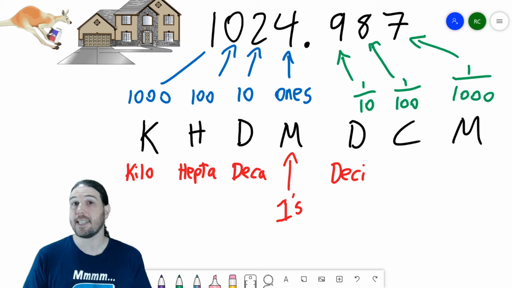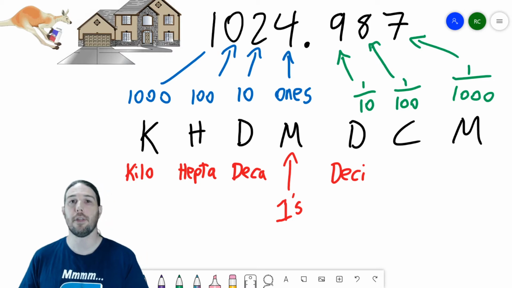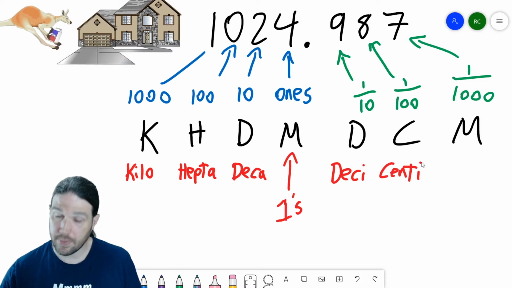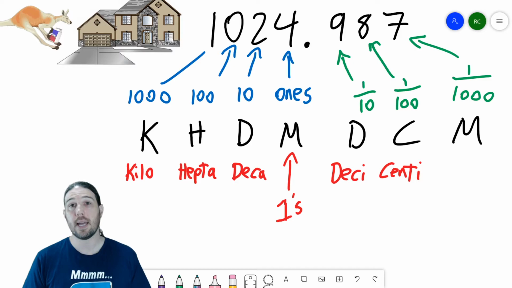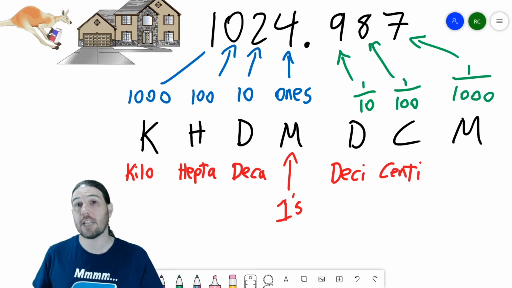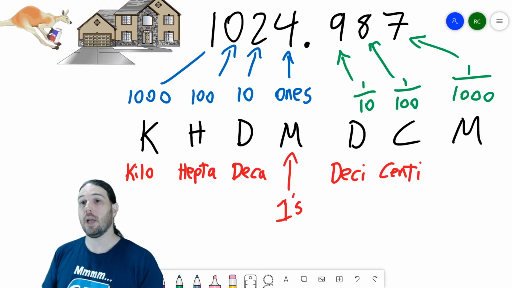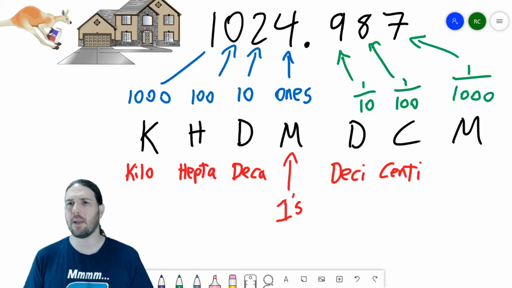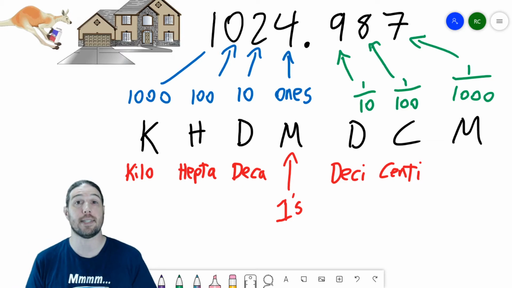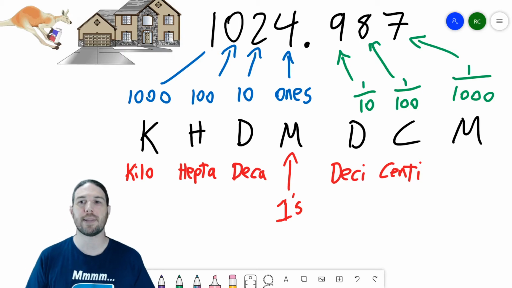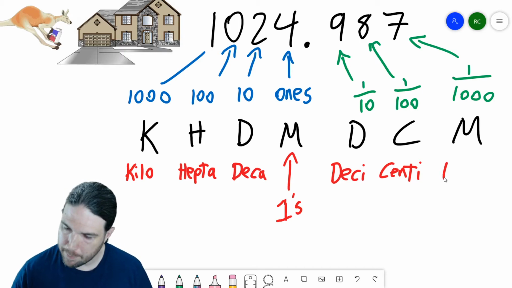If I say a deciliter, that is 1/10 of 1 liter. C stands for centi. That also should make sense because a century, a year, is 1/100th of a century, right? So centi means 1/100th. You also get that same idea with percent, right? Percent is hundredths. And in our next video, which will be about percents, we'll talk about that a little bit more. And M stands for milli.